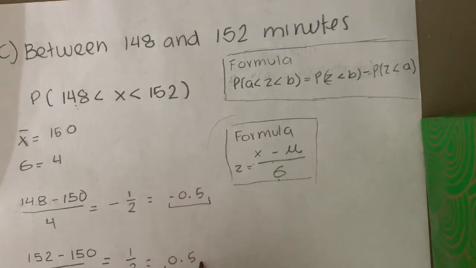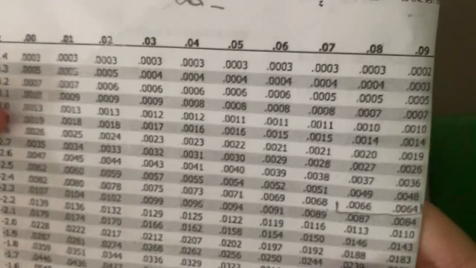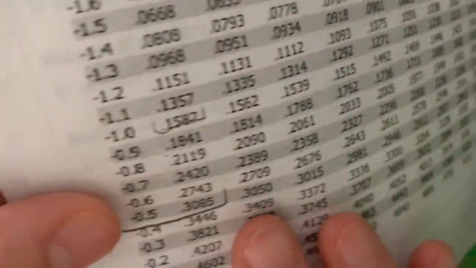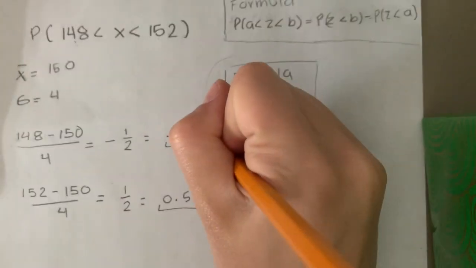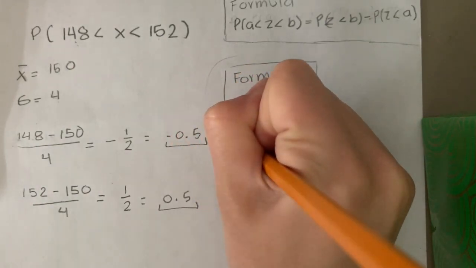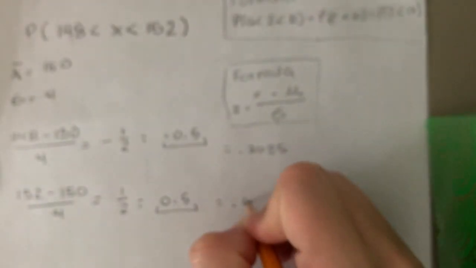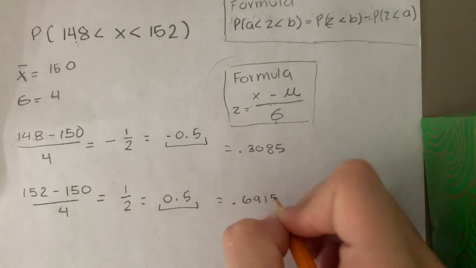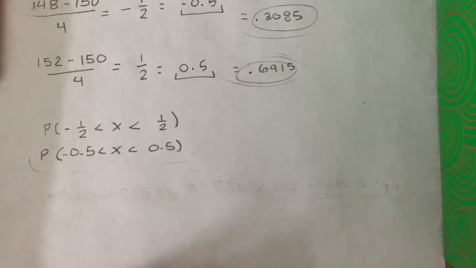So what you're going to do with these values is look for them in your standard normal probabilities chart. You're going to look for negative 0.5 and it equals 0.3085. And next, 0.5 equals 0.6915. Here I rearranged my values for better understanding.